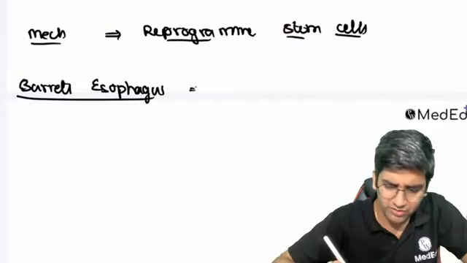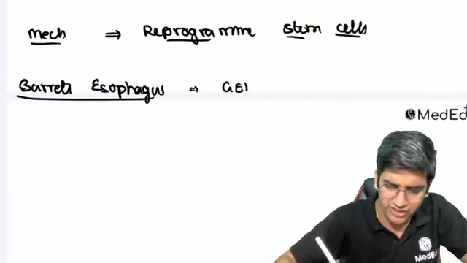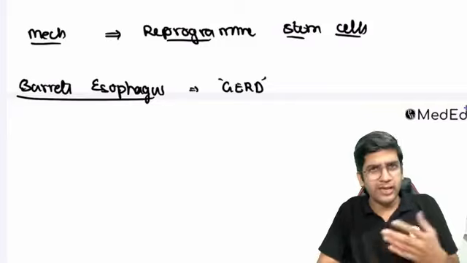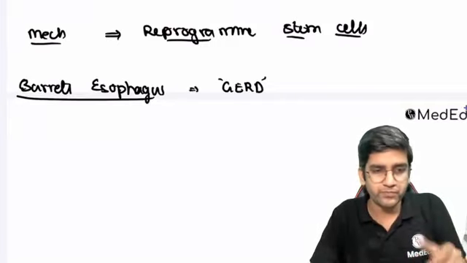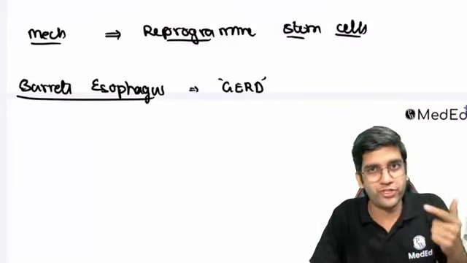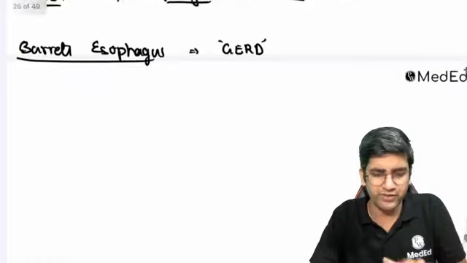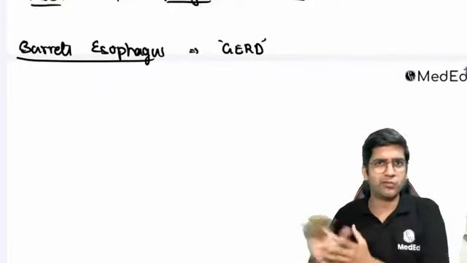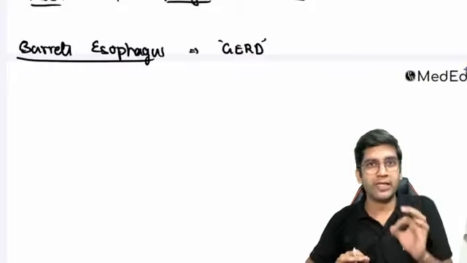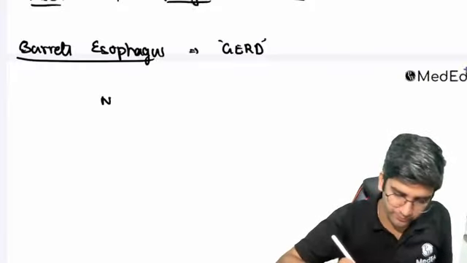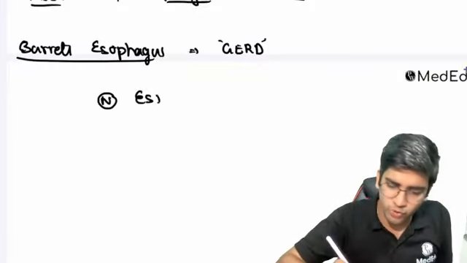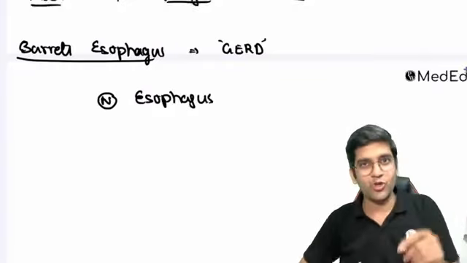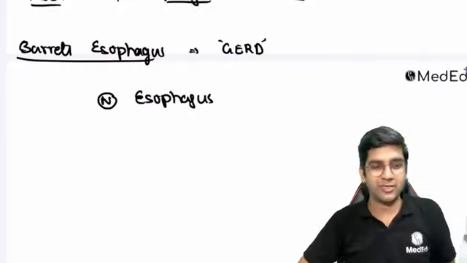The most common etiology, the risk factor for Barrett's esophagus, is GERD. I'm sure you know what GERD is: gastroesophageal reflux disease. Simple thing. What is the normal lining of the esophagus? We have to know normal to learn abnormality. If you know normal, I'll definitely make sure you understand abnormality. If you don't know normal, we'll learn normal first, then we'll understand abnormality.